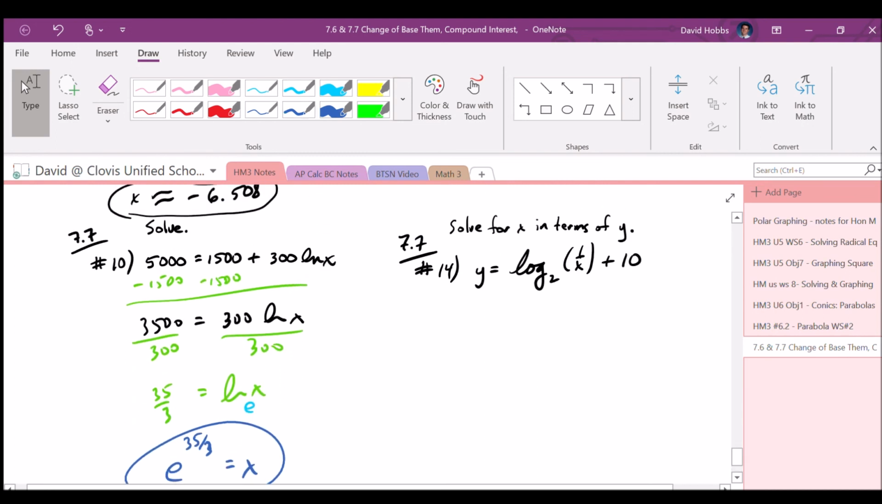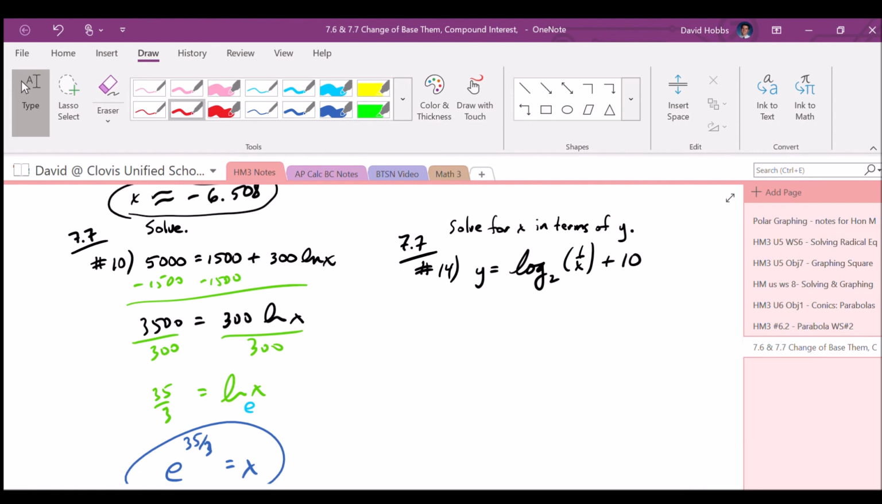Last one, solve for x in terms of y. So this is 7.7, it's problem number 14. So if we have a formula, we should be able to point at a letter, and you should be able to solve for whatever letter we point at this point. Okay, so we're solving for x, we're unlocking it from everything, and getting x equals, and there will be a y somewhere involved, and we need to clean it all up and all that kind of stuff.